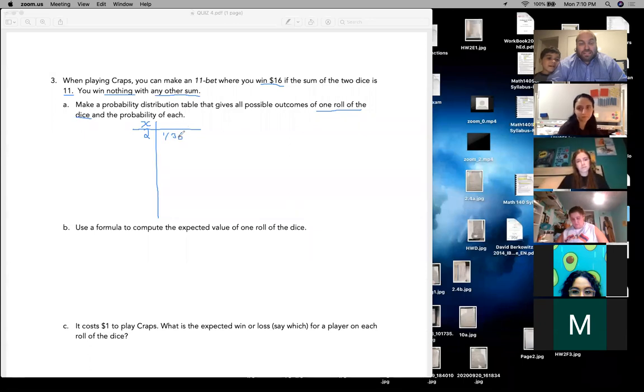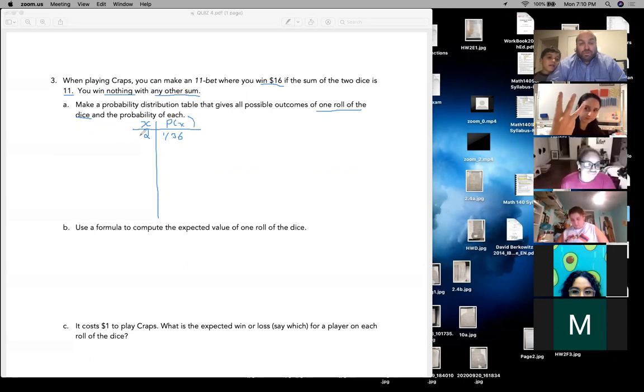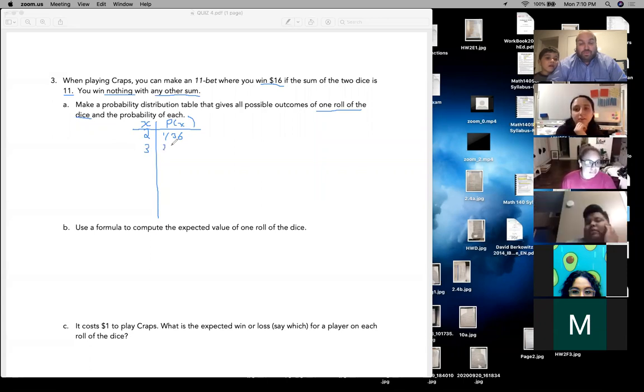What is the next possible outcome you can get when you roll 2 dice? 3. And what's the probability of getting a 3? 2 out of 36. And so on, up until the last one. I'm going to use dots because I'm lazy, but to get it correct, you have to list them all. What's the last possible value? 12. And what's its probability? 1 out of 36. So that's part A. That's not new. You should have had that in your notes because we've done this problem before.